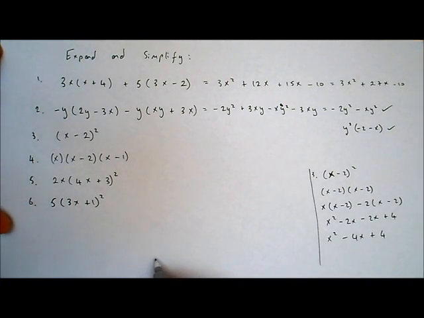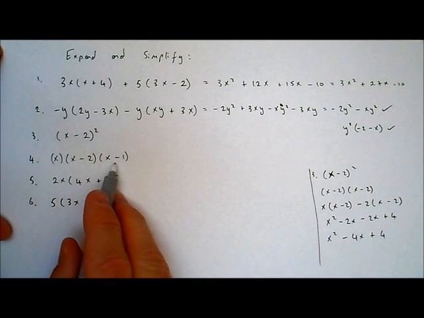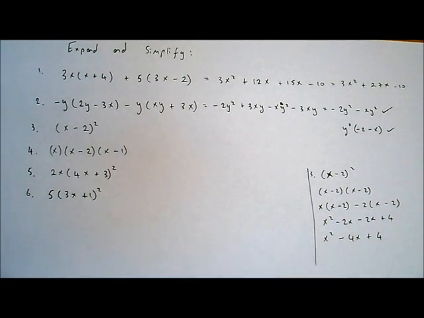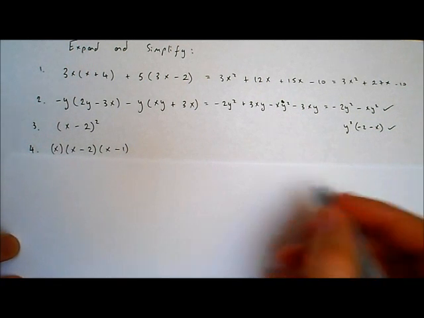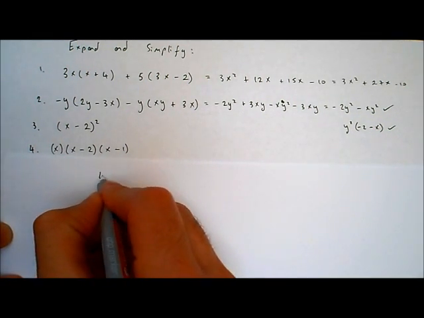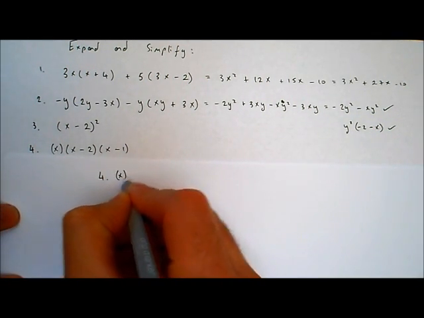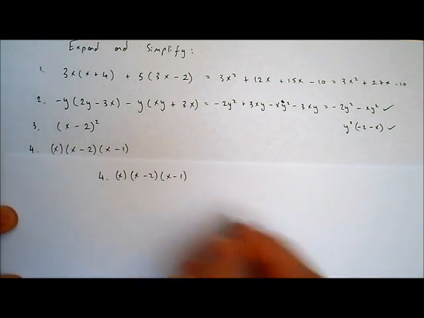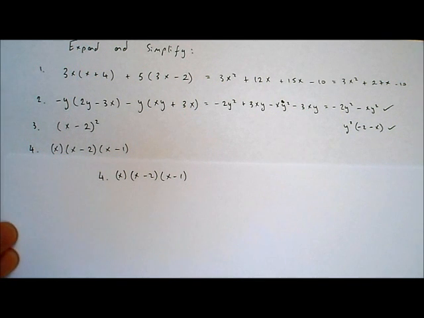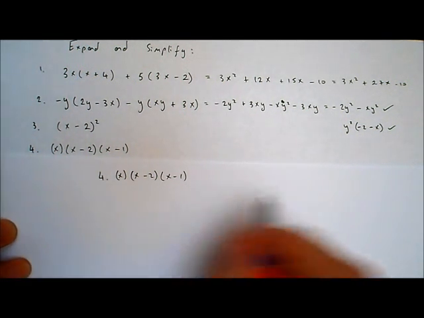The fourth one then, we have x by x minus 2 by x minus 1. So I'm just going to move to another page. So we have x, I'll do it here. So the fourth one, we have x in brackets by x minus 2 by x minus 1. So we have to multiply three different terms here. It doesn't matter the order you multiply.